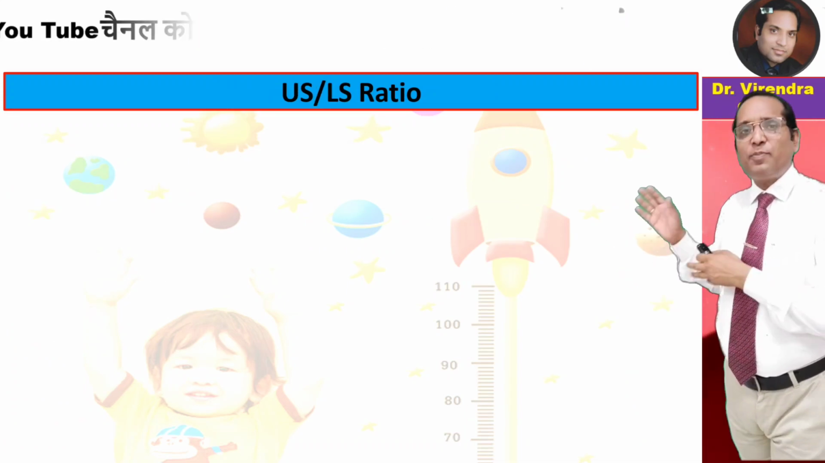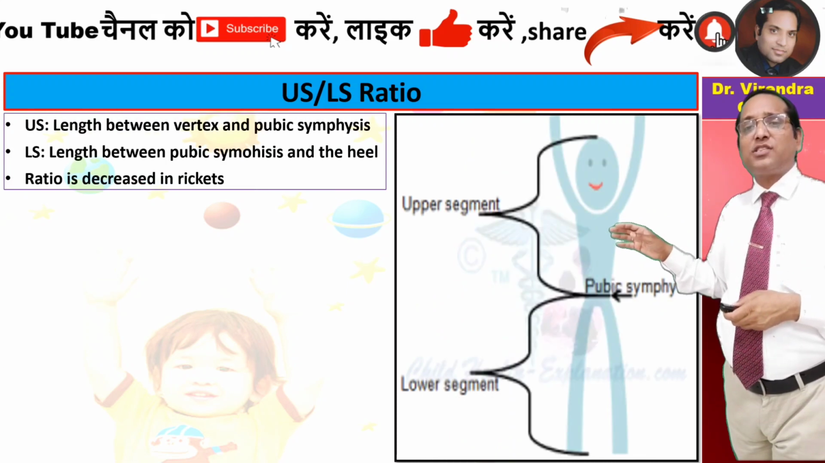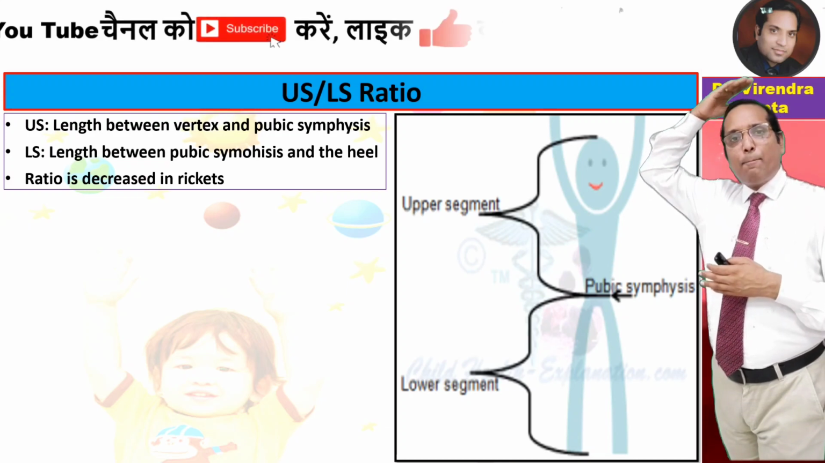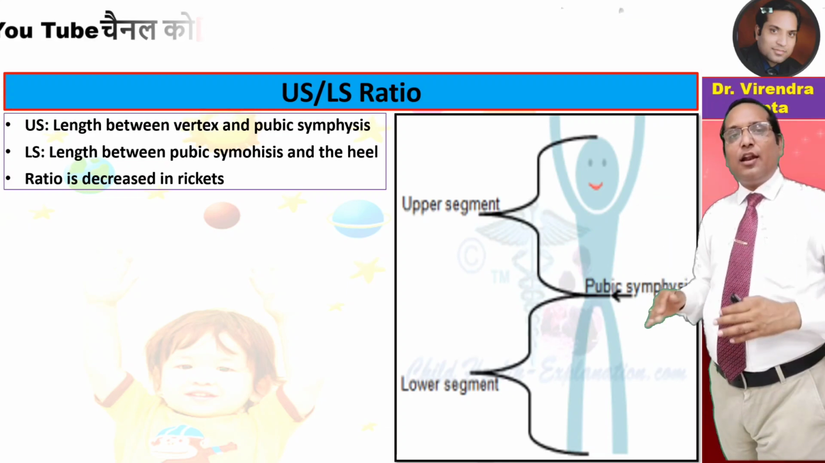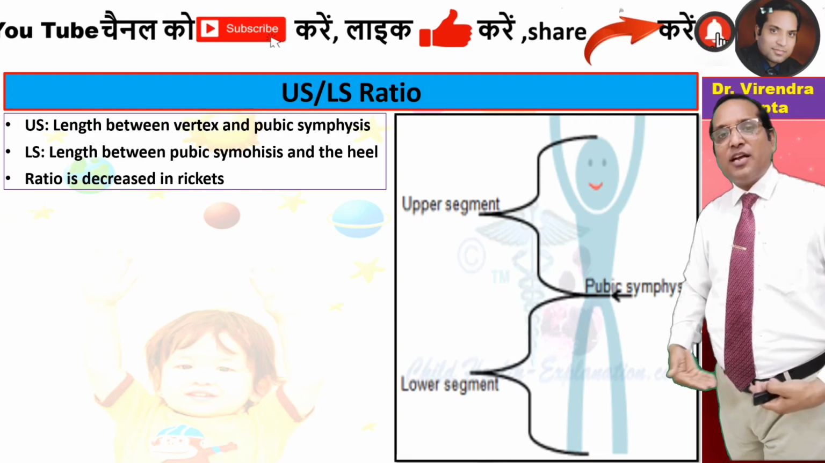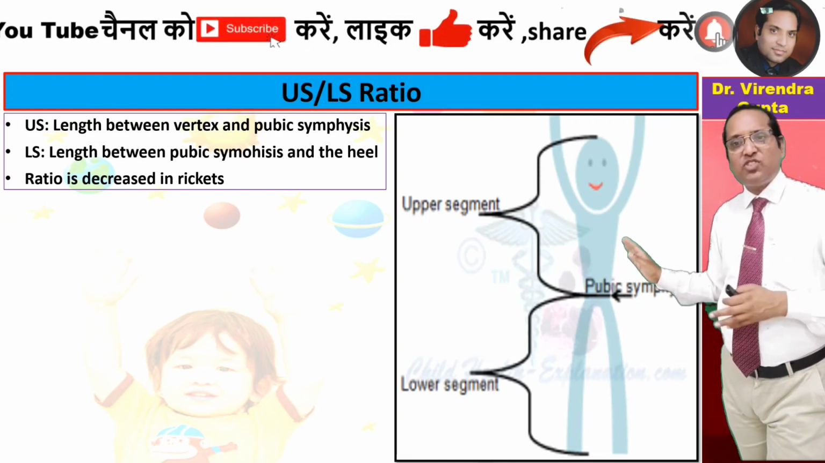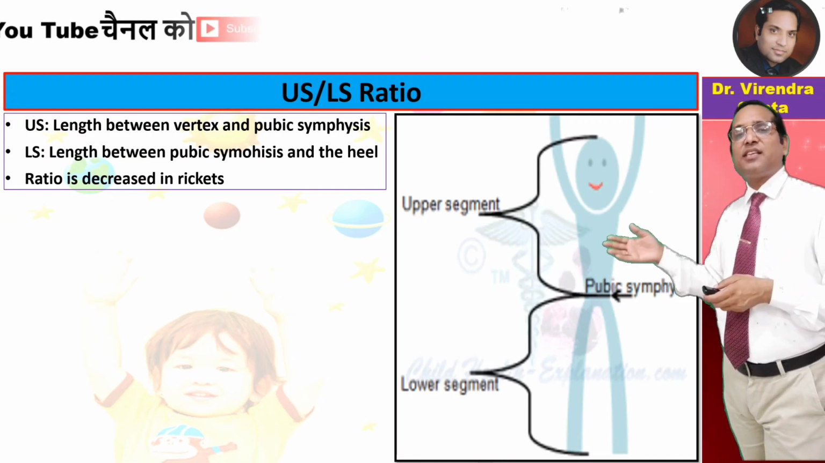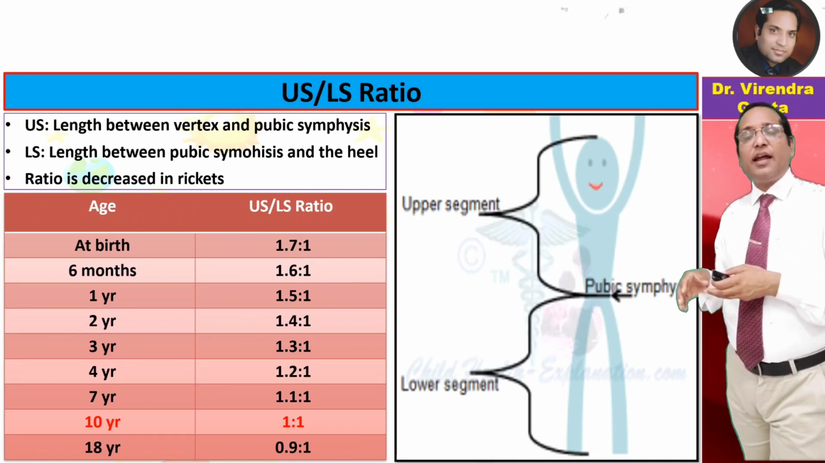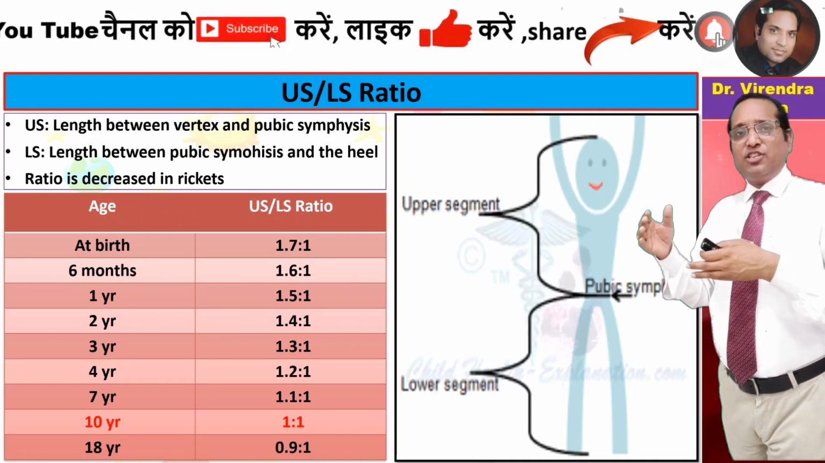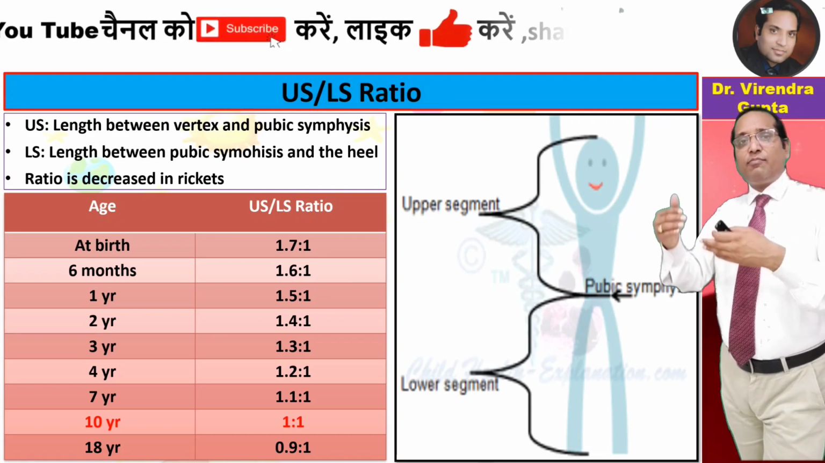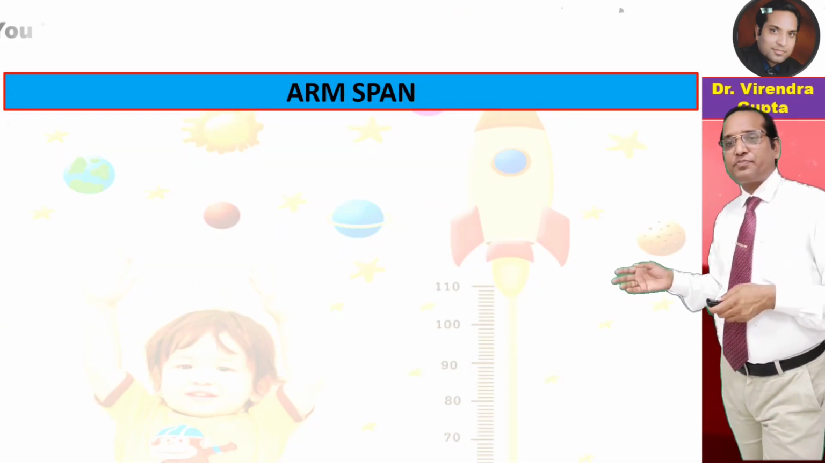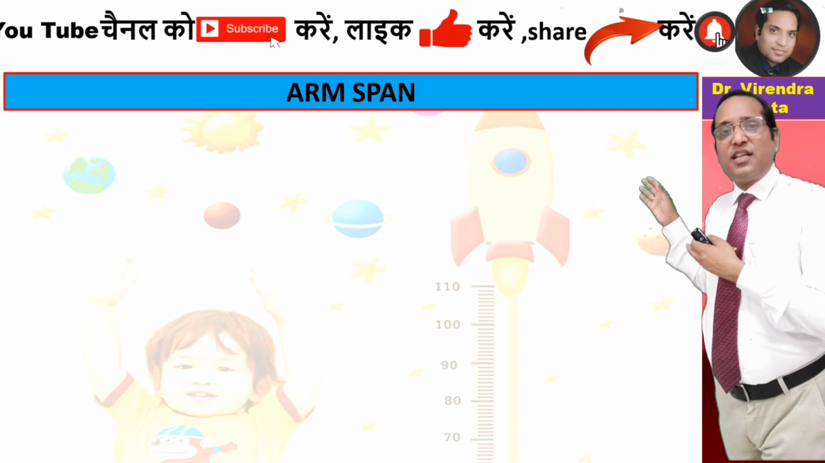So guys, next parameter is very important, the upper segment lower segment ratio. Upper segment is calculated as the length from the buttocks to the pubic symphysis, and the lower segment is from the pubic symphysis to the heel of the child. And the ratio is very important. It may be decreased in case of rickets and other conditions. At birth it is 1.7:1, which is highest, and it decreases gradually, and at the age of 10 years it is around 1.